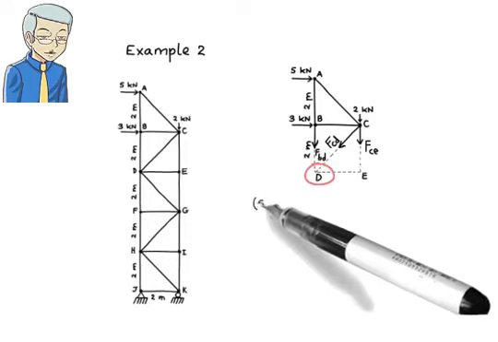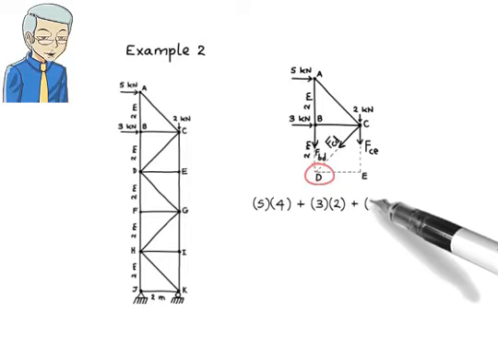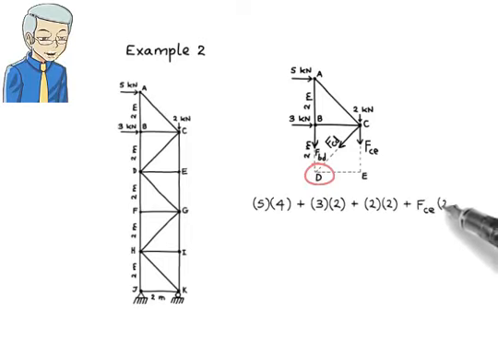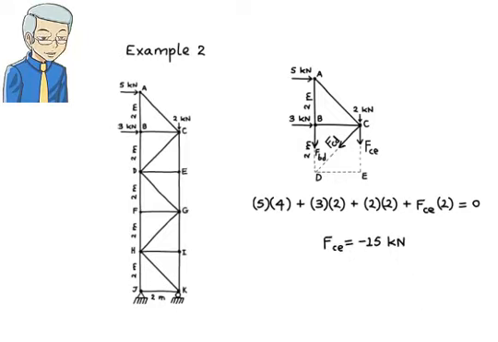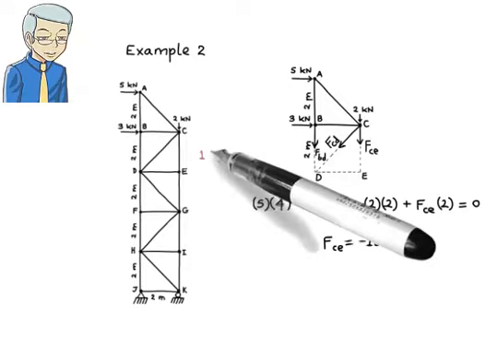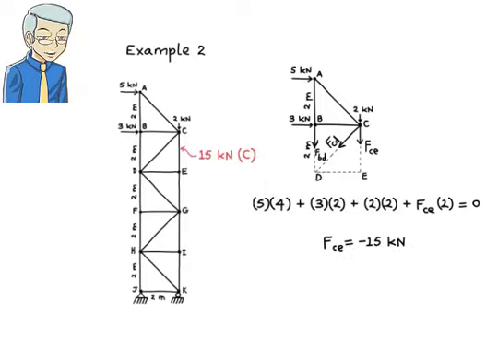5 times 4 plus 3 times 2 plus 2 times 2 plus FCE times 2 equals 0. Solving the equation for FCE, we get FCE equals negative 15 kilonewtons. Therefore, member CD carries a compressive force of 15 kilonewtons. See if you can determine the force in members GI and DF on your own. I will show you how in a few minutes at the end of the lecture.